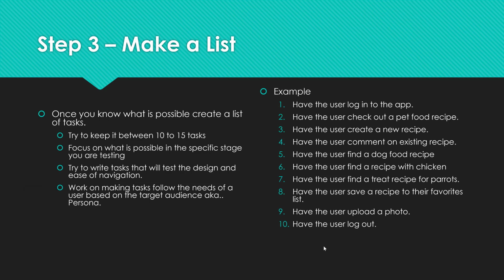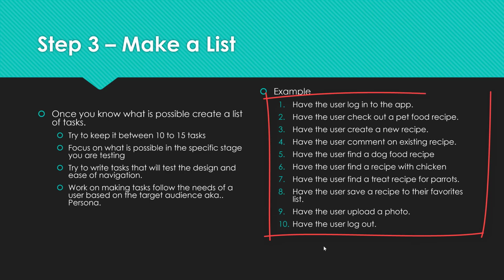For the Made with Love app that I've been using as an example throughout this past course, I would be looking at simple tasks like have the user log into the app, have the user check out a pet food recipe, have the user create a new recipe, have the user comment on an existing recipe, find a dog food recipe, find a recipe with chicken, have the user find a treat recipe, or for parrots, for example, have the user save a recipe for their favorites list, have the user upload a photo, and have the user log out.